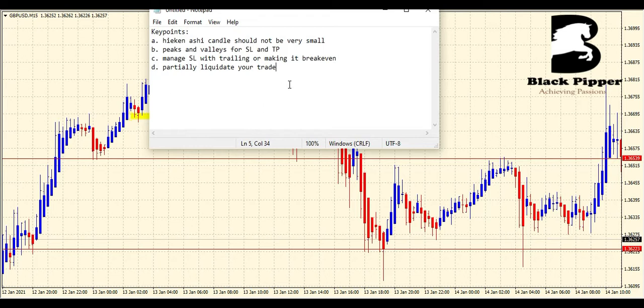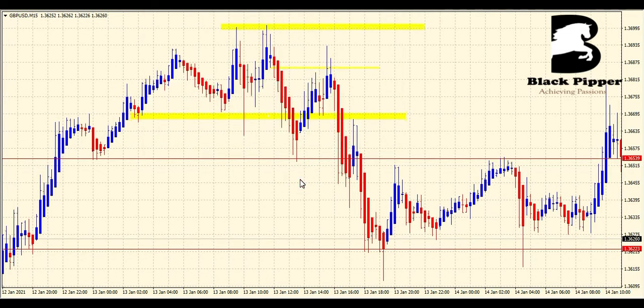Okay, so now let's see the points where you should avoid trading, like where you shouldn't enter the trade. At the time of news event, do not open the trade. Because the entire purpose of Heiken Ashi is to remove the noise in the market, and at the time of news, you will have a lot of noise in the market. So better avoid it at any time.